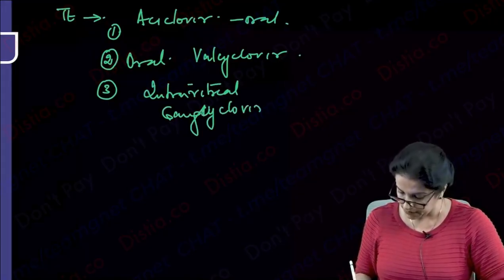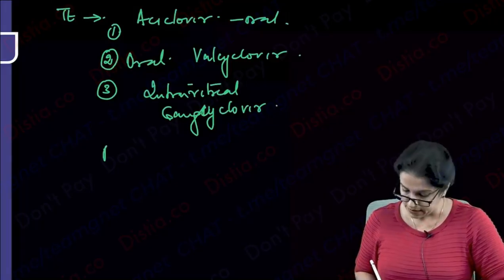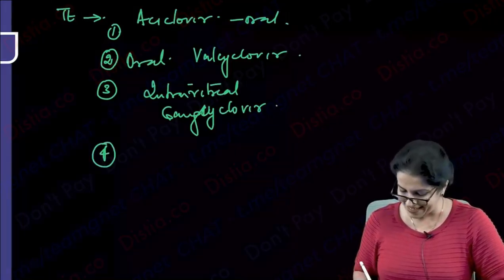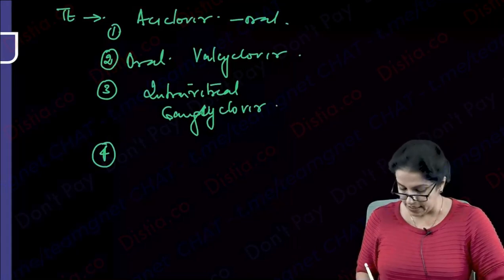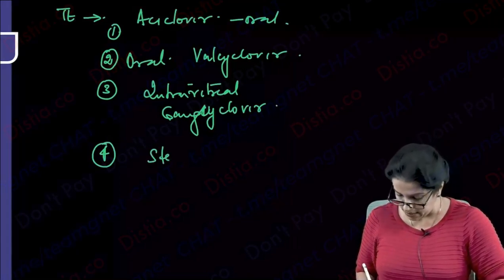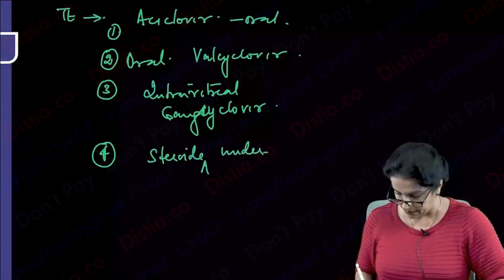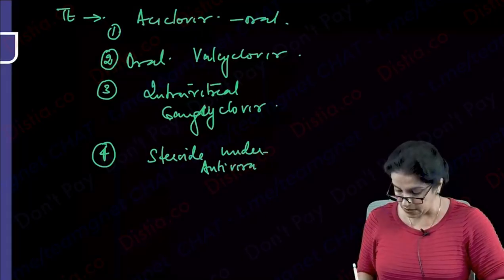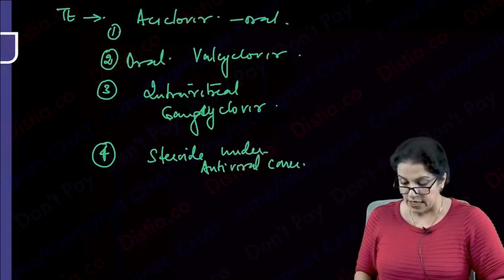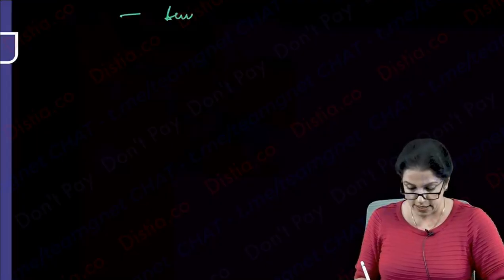Ganciclovir, spelled with CY or CI, both are correct. And lastly, systemic steroids under antiviral cover may sometimes be needed, but don't give them as a routine, only in severe cases.